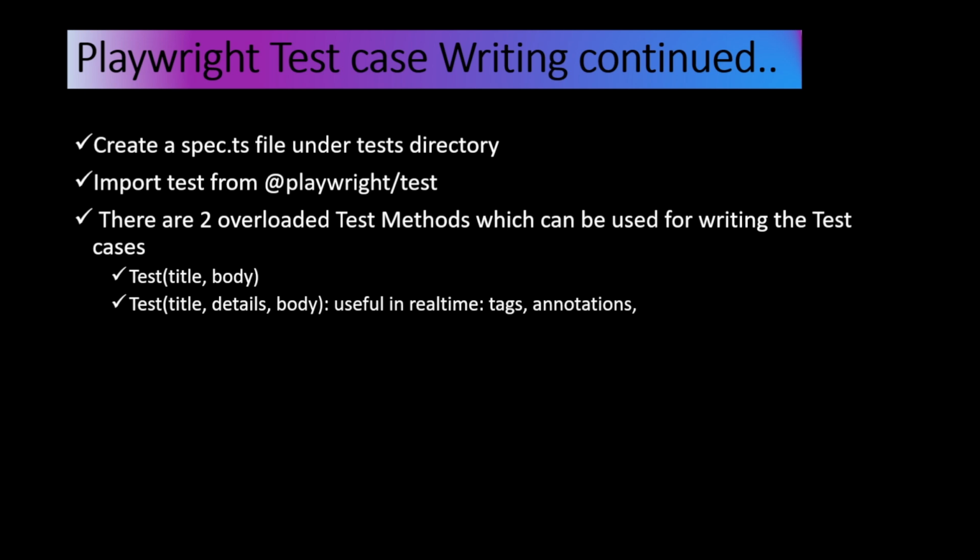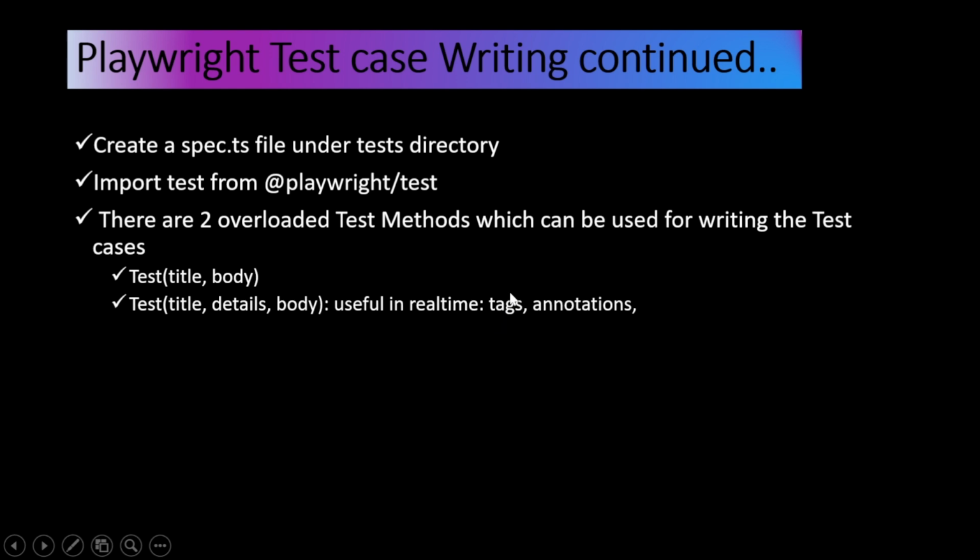So today, let us continue our previous discussion on writing Playwright test cases. In the previous video, we talked about creating our first test case using the test method which accepts two arguments. And today we are going to use this particular test method which accepts three arguments. The additional parameter is details, and in this details section we can provide either tags or annotations.